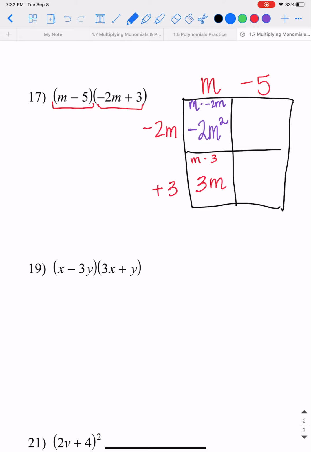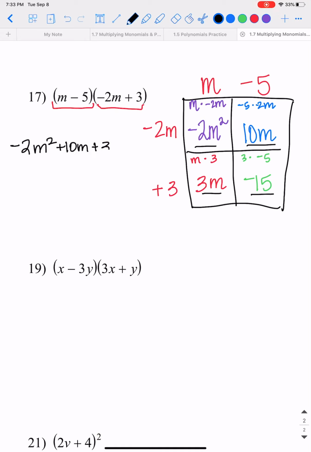In the next box, we're doing m times 3, which leaves me with 3m. In the next box over here, we're going to do negative 5 times negative 2m, which is going to leave us with a positive 10m. And in the last box, we are doing 3 times negative 5, which leaves us with negative 15. So your last step here is to just write each of these pieces as an expression by adding them all together.